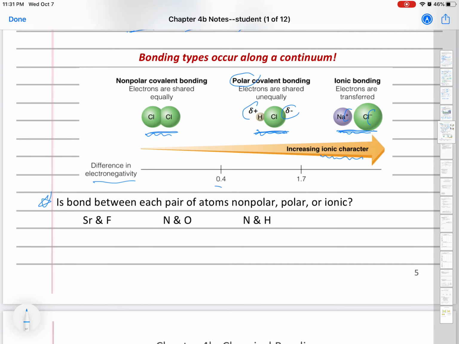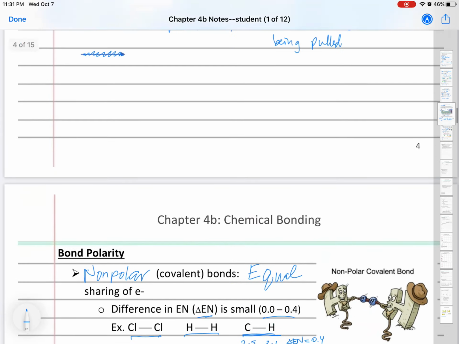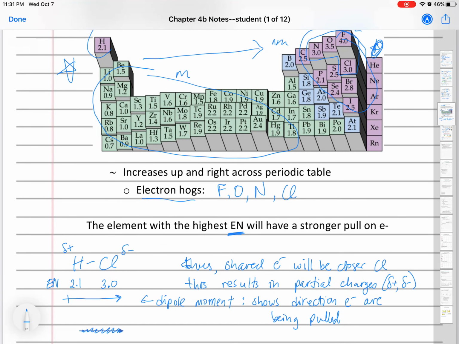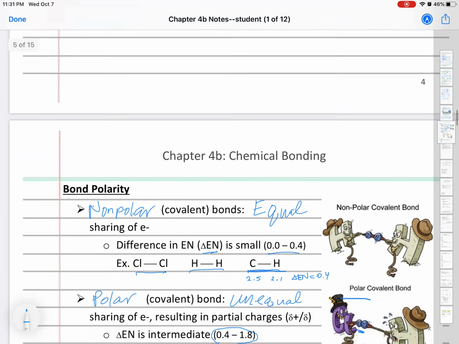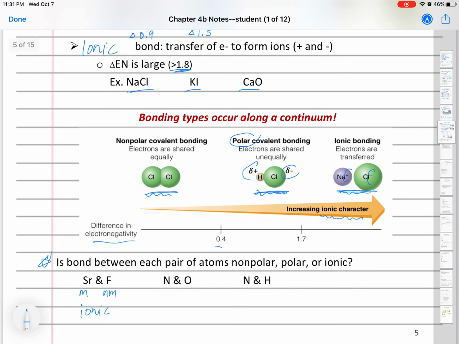So Sr and F: strontium is a metal, fluorine is a nonmetal. If I know that, or if I looked at the periodic table and saw that, I really don't even need to know their electronegativities to know that this is going to be ionic. But to prove it, I will scroll up here. Strontium is 1 and fluorine is 4 in terms of electronegativity values. So the difference in electronegativity is 3, which is definitely greater than 1.8. It's definitely going to be ionic.